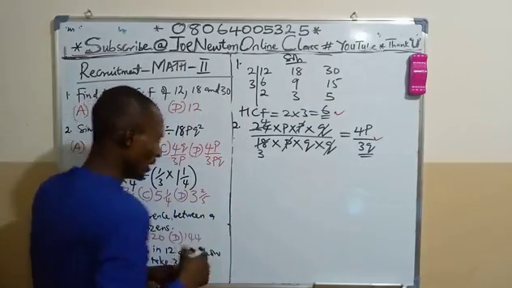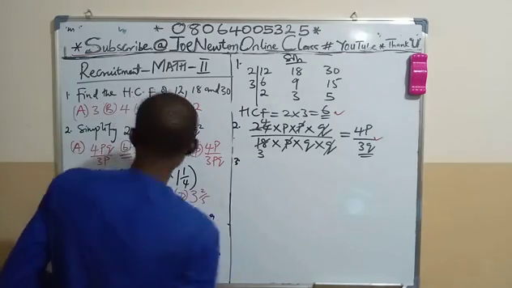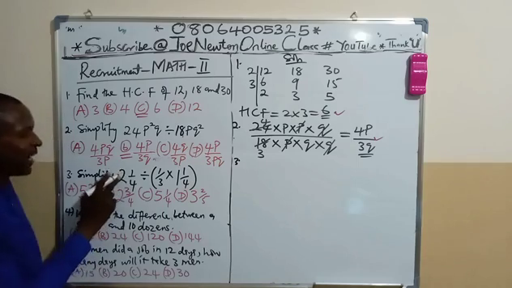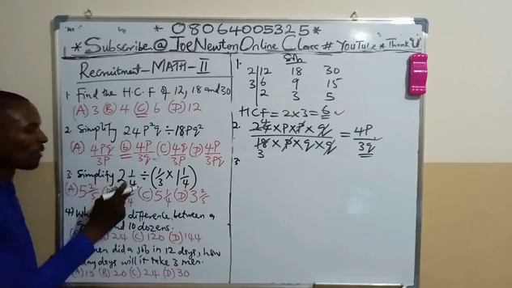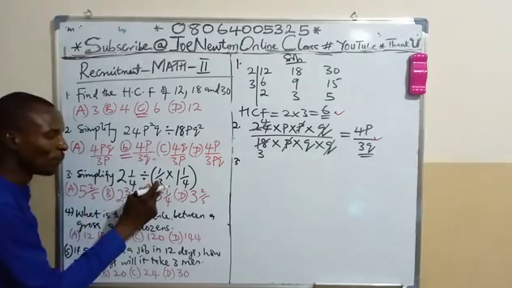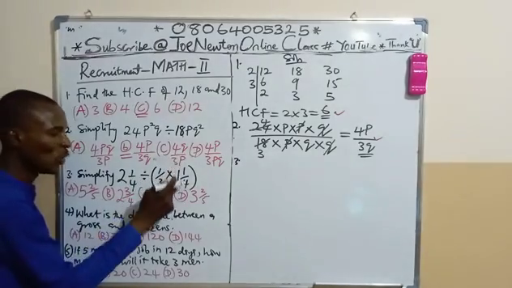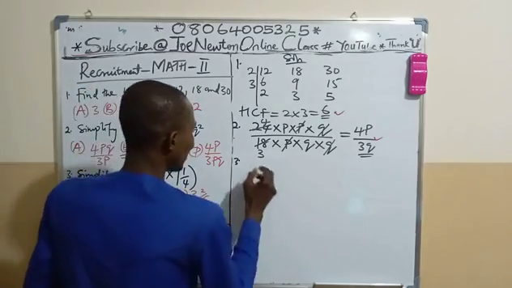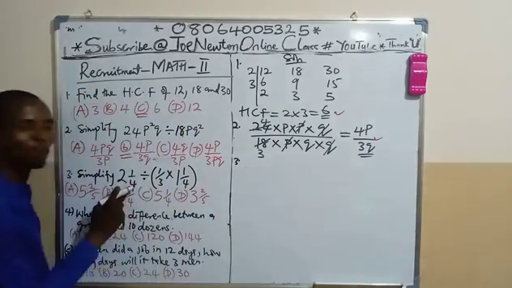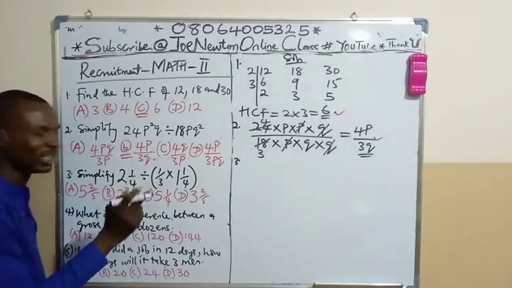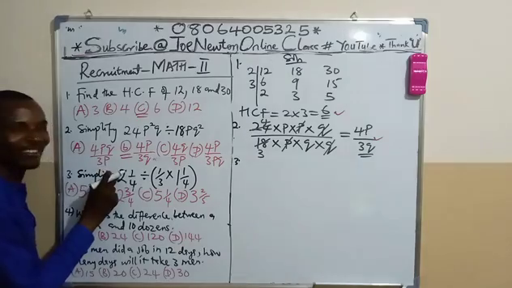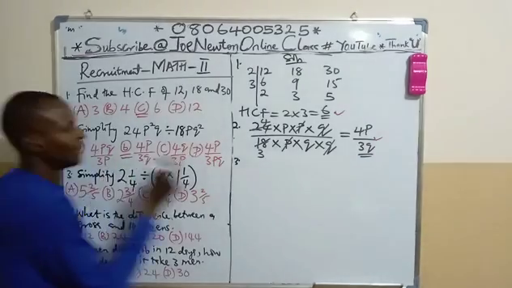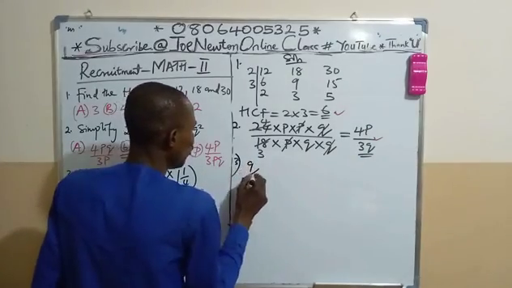Number 3 says, simplify 2 whole number 1 over 4 divided by, bracket open, 1 over 3 times 1 whole number 1 over 4, bracket close. So you take it one after the other. First, change this to an improper fraction. How do we change it? 4 times 2 is 8 plus 1 up here, 9. So we have 9 over 4.